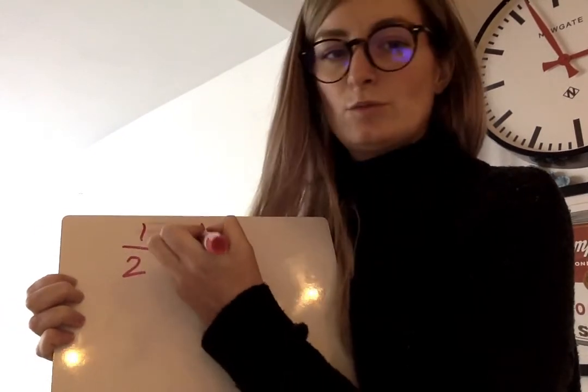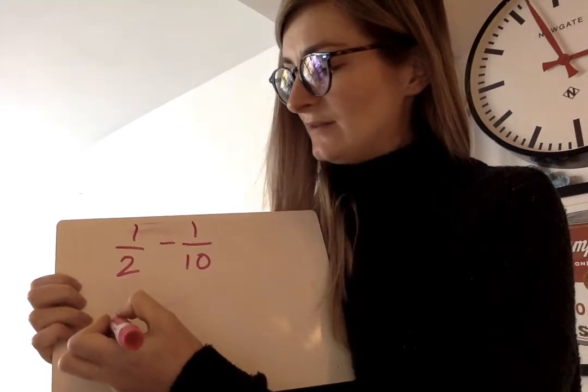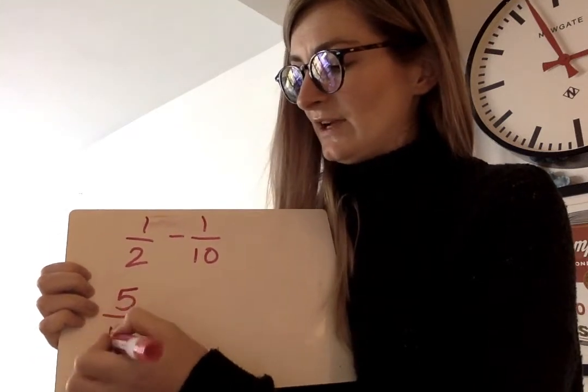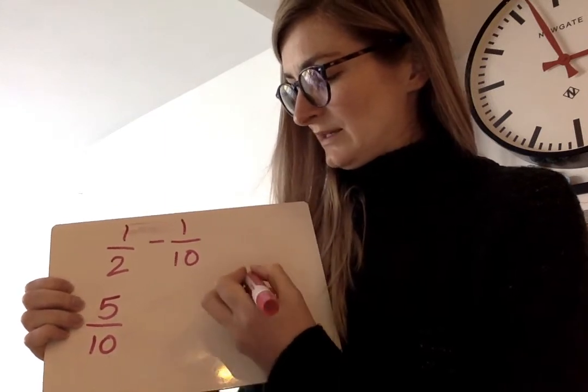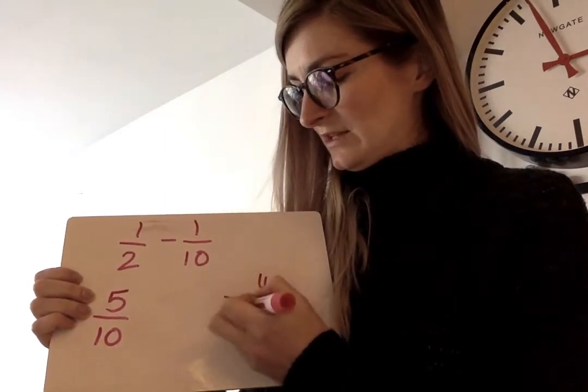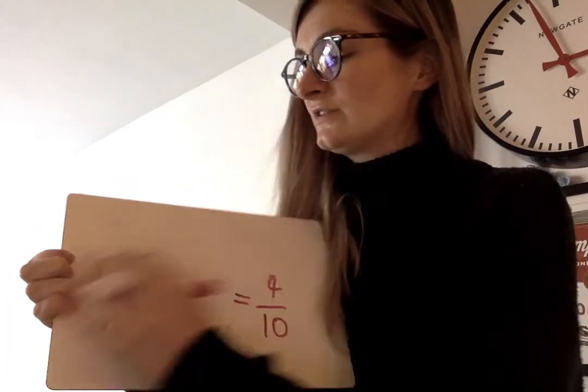1/2 subtract 1/10. Lowest common denominator is 10. I know that 1/2 is 5/10. So 5/10 subtract 1/10 equals 4/10. Can you simplify that? Yes, you can. Make sure you're doing your simplifying. I'm not doing it for you. What am I up to?